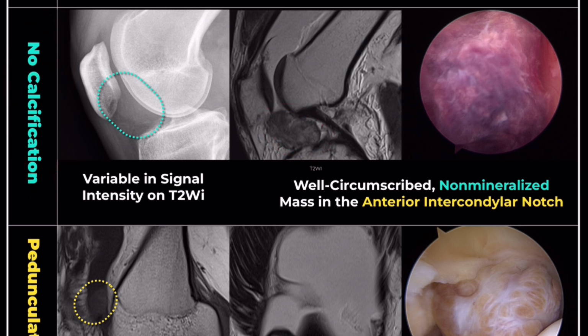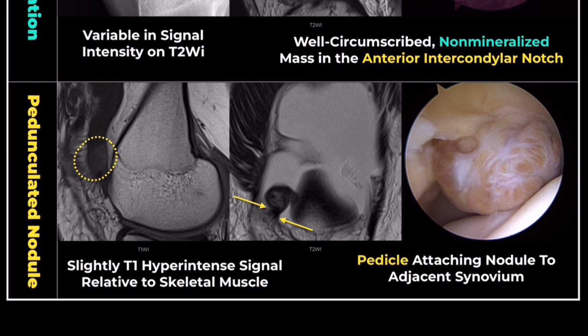On T2 weighted images, the tumor displays variable signal intensity. It appears as a well-circumscribed, non-mineralized mass located in the anterior intercondylar notch.